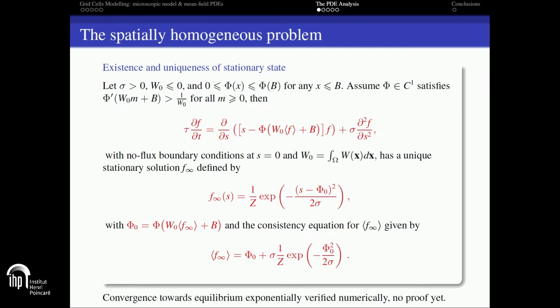Okay, so the convergence towards the equilibrium here, we just checked it numerically. It seems good, it seems exponential, and so on. We didn't prove it. But it seems okay, no problem from the numerical viewpoint. But it would be nice to have a proof.